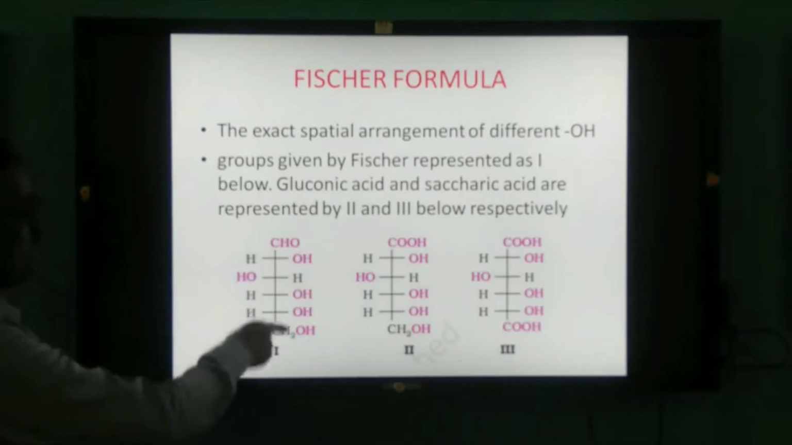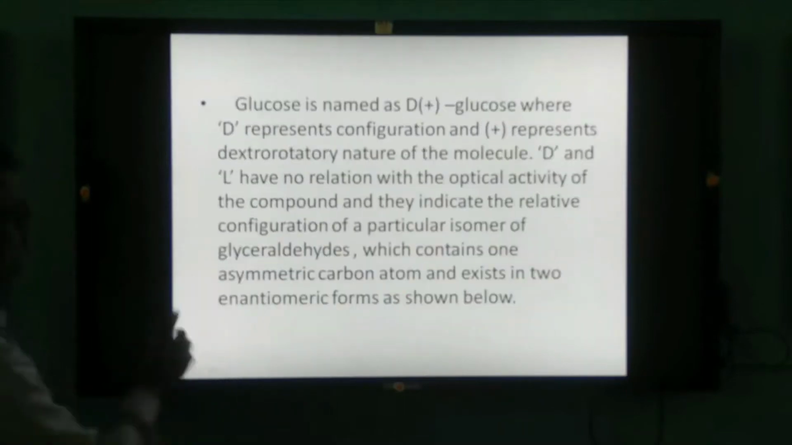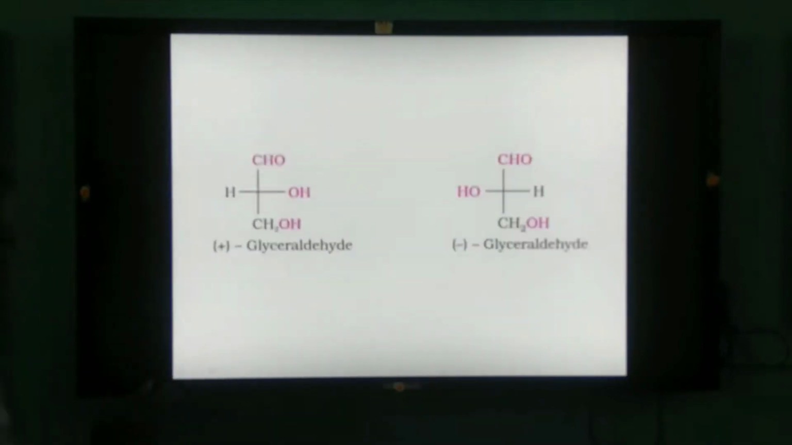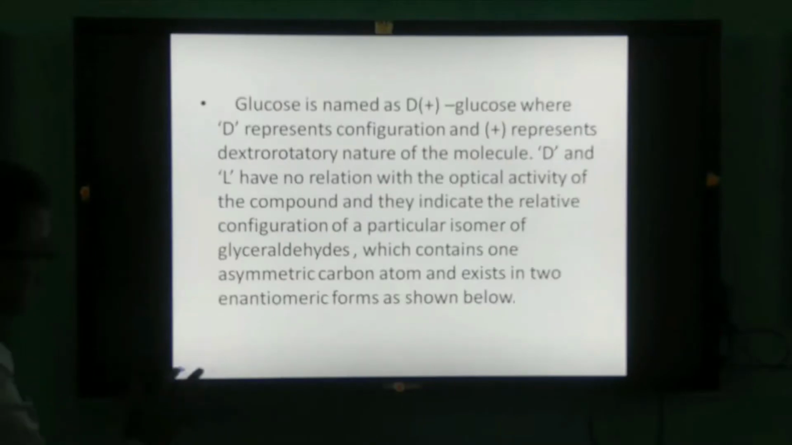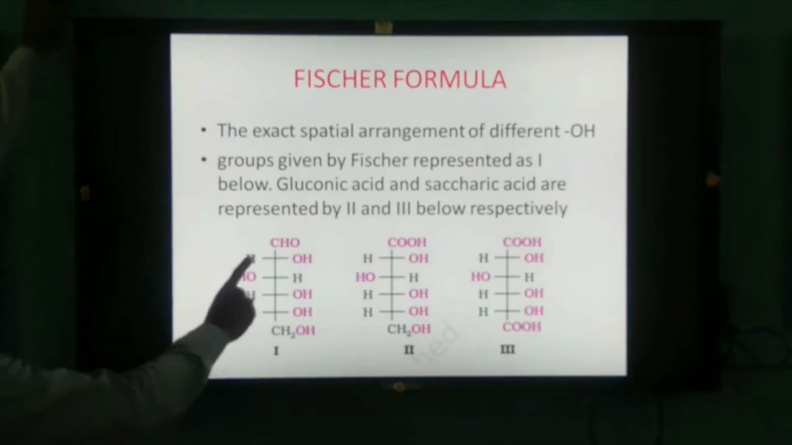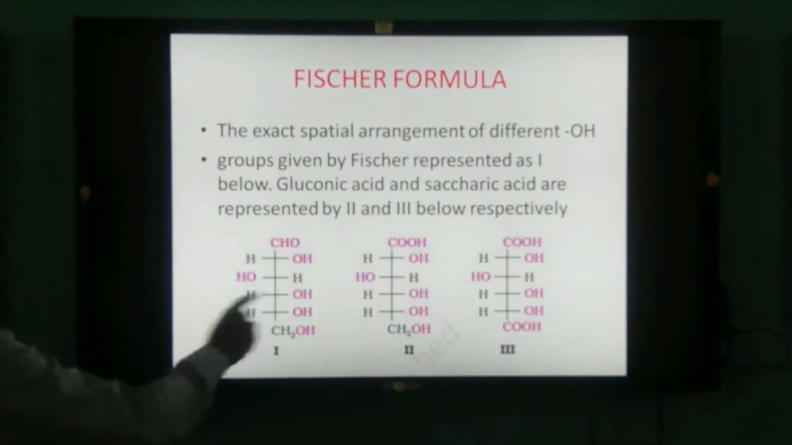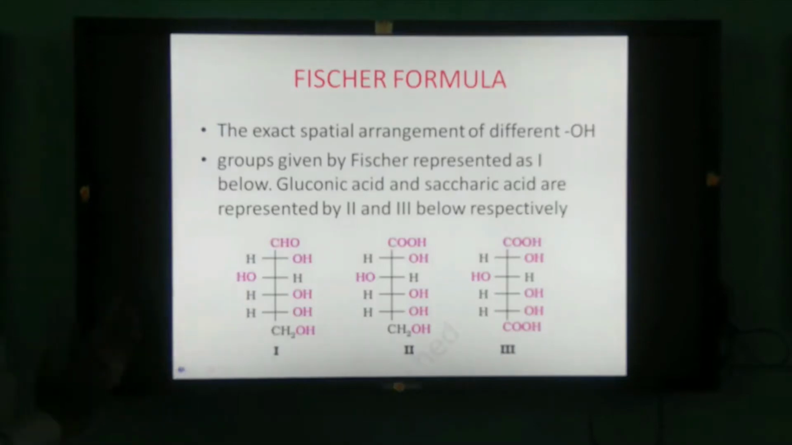Out of 4 OH groups, how are they? H and OH, they are towards the right side, another one is on the left, then right. Now you observe structure 1. That means glucose, CHO. From the bottom, if you come, H is towards the left side, OH is towards the right side. Next, alternate OH. So this is the Fischer projection.